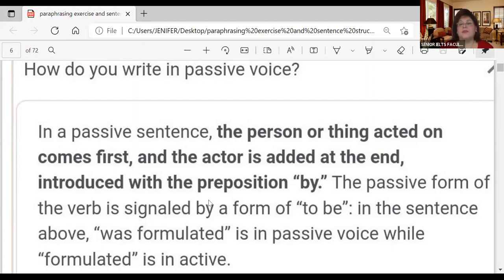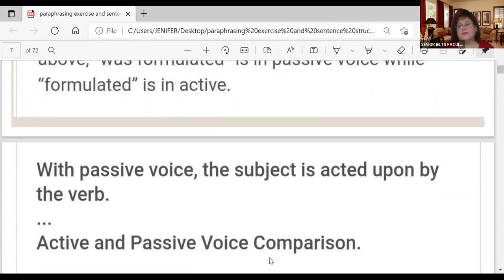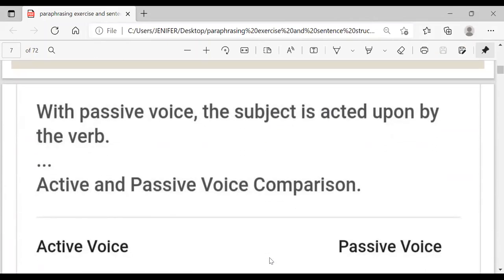Now, introduced with the preposition by, the passive form of the verb is signaled by a form of to be. In the sentence above, was formulated is in the passive voice, while formulated is in the active voice. Any questions, children? No, ma'am, all clear.